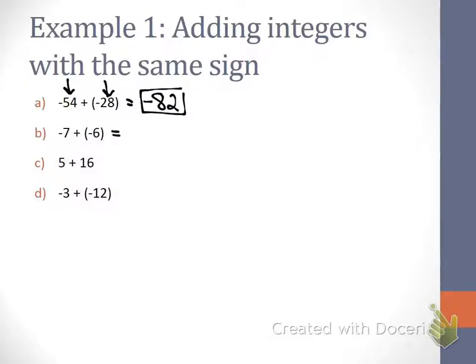What would it be? Negative 13. Same sign, add and keep. They're both negative. All right, what about 5 plus 16? 21. Okay, you say, well, that's easy.